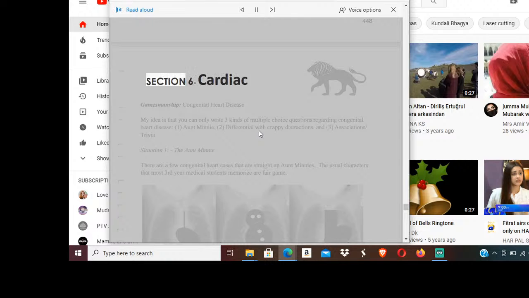448. Section 6, Cardiac. Gamesmanship, congenital.